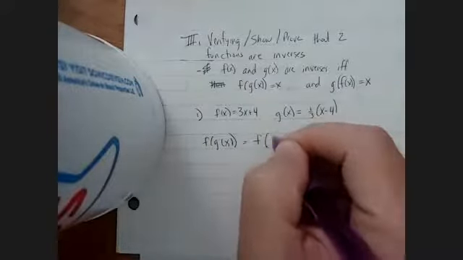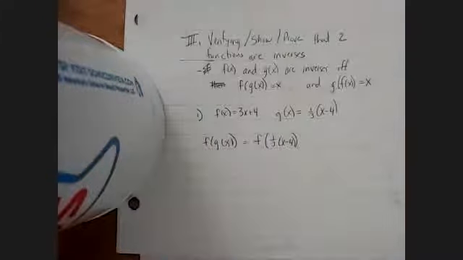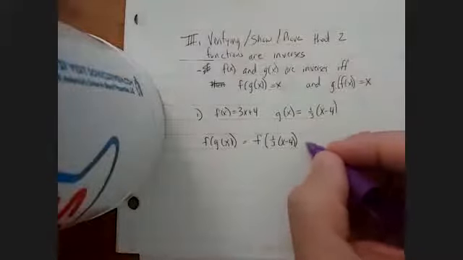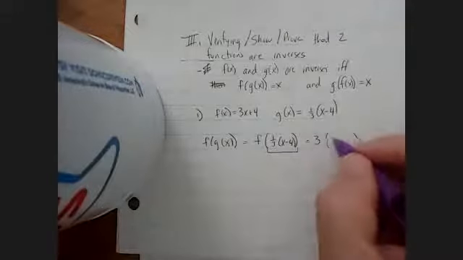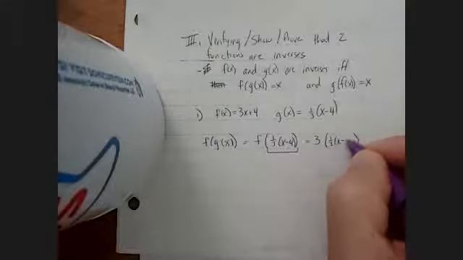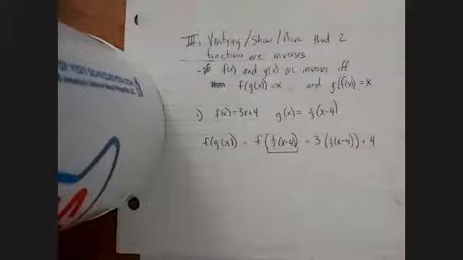So f of 1/3 x minus 4. So we grab the f function and we're going to plug in place of x, we're going to plug in all of this: 1/3 of x minus 4. And then plus 4.